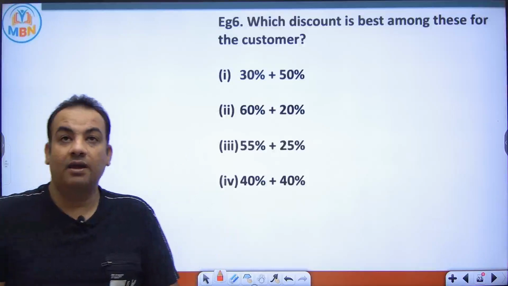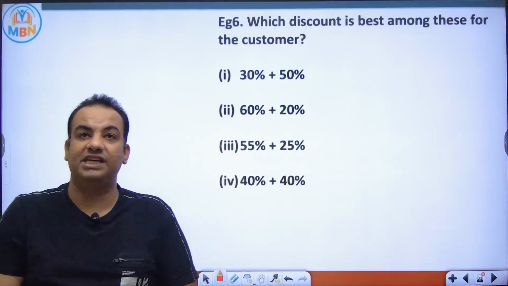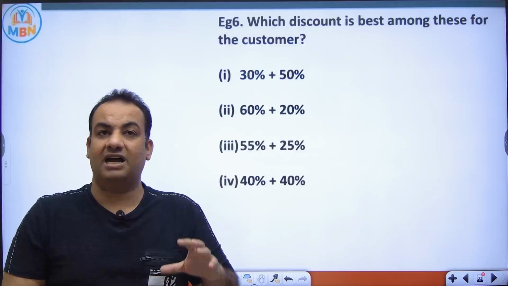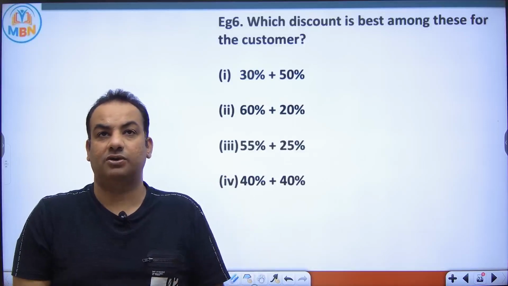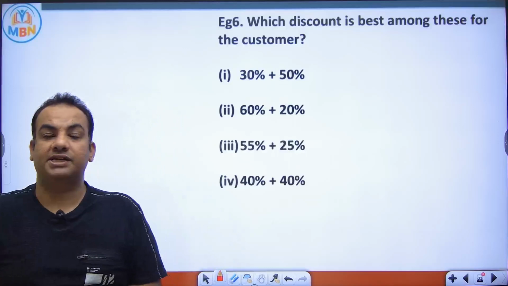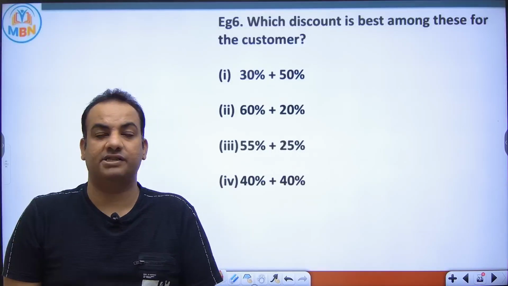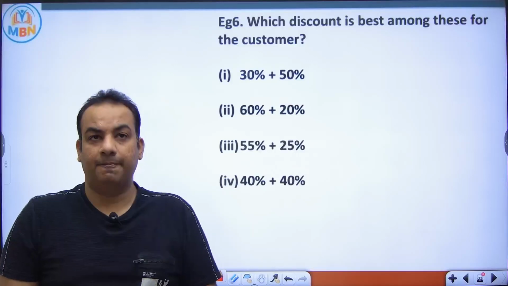Now, which discount is best among these for the customer? For every question, you have to pause the video. You have to try the question yourself and then look for the solution. Okay. Which discount is best for the customer? Suppose we have these 4 discounts. Now, I have to tell which discount is the best for the customer.